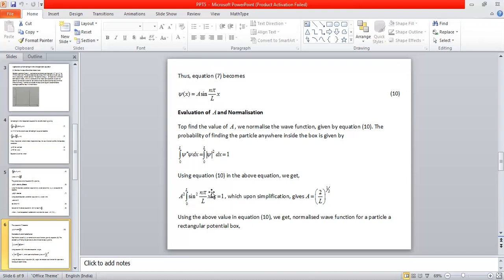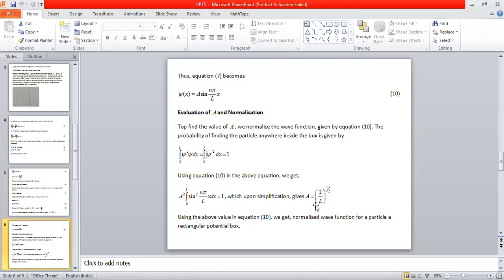This is a simple integration process. Once we do this integration and simplify, we get the value of A as (2/L)^(1/2). So we can conclude that the normalization constant A comes out to be (2/L)^(1/2), or the square root of 2 by L. That is the value of the normalization constant A.